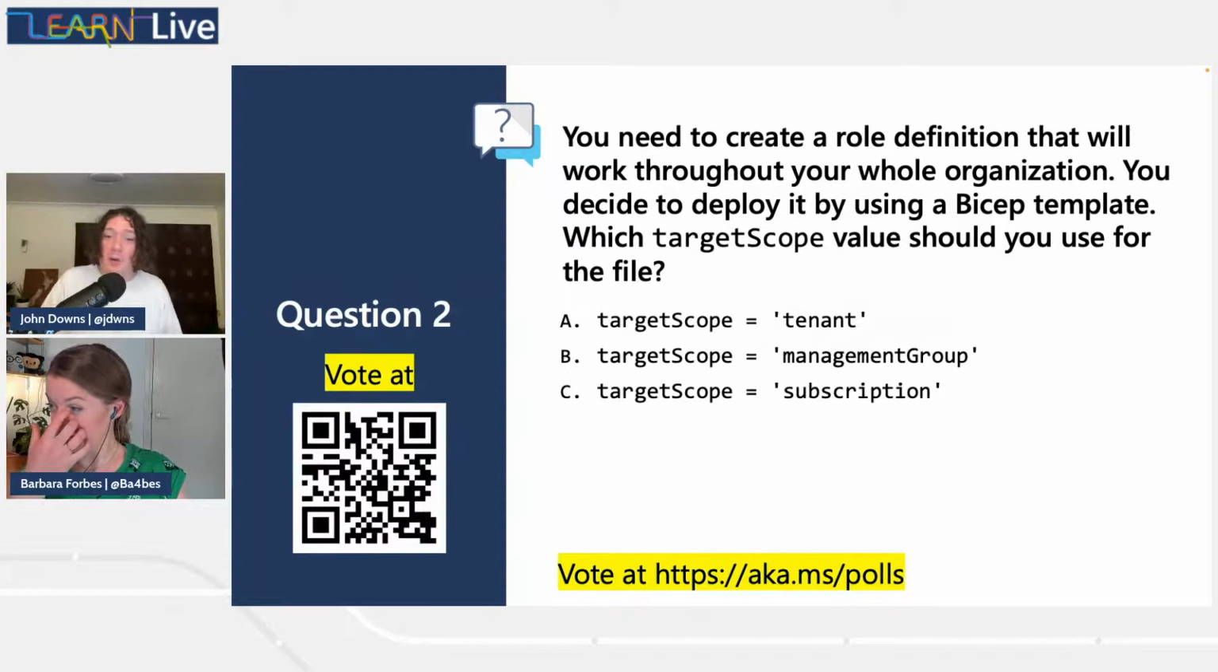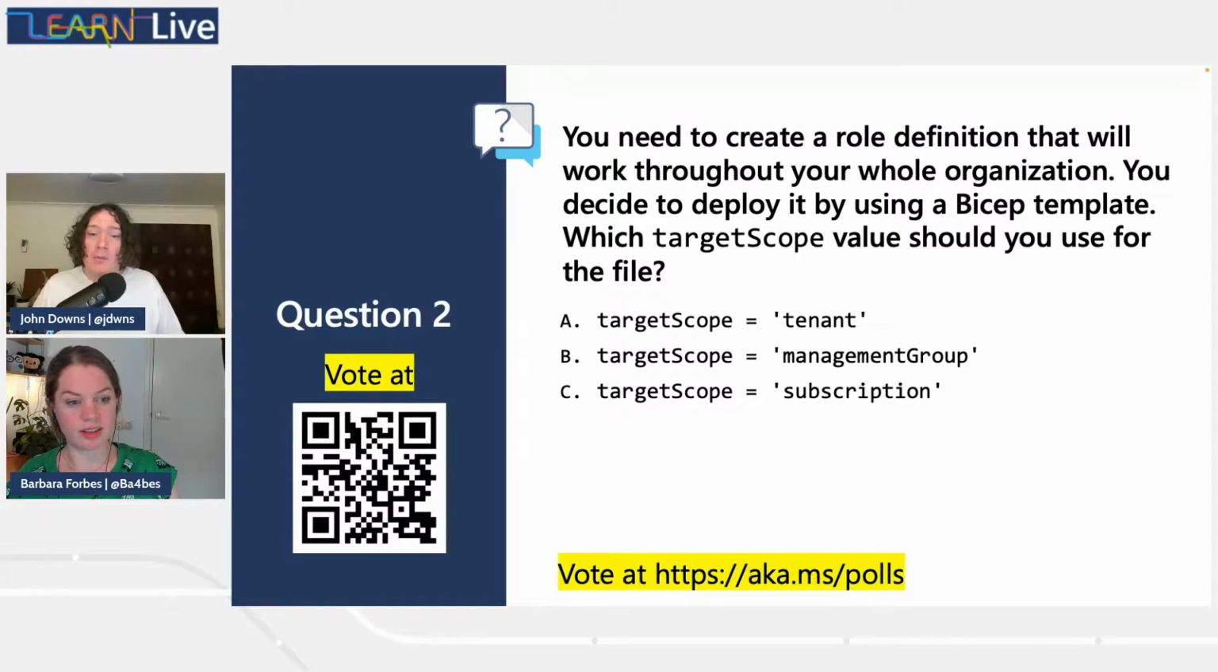All right. So have a think through this scenario. You need to create a role definition that will work throughout your entire organization. You're going to, of course, deploy this using Bicep, right? Which target scope values should you use for that file? So again, think about, you're going to create a role definition. It needs to work across your entire organization. What's the best target scope value to use?